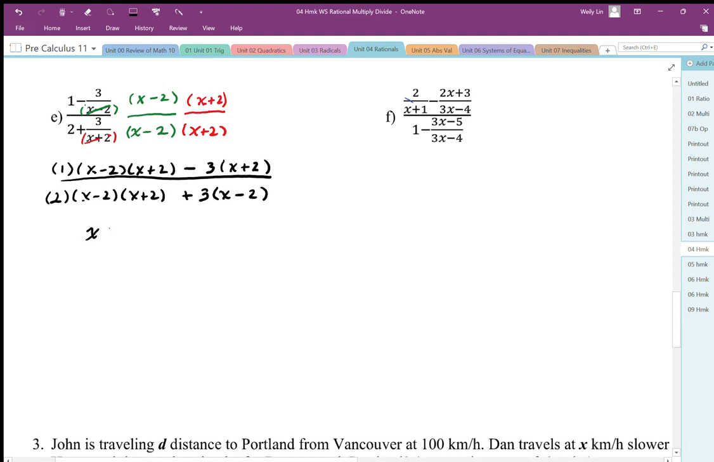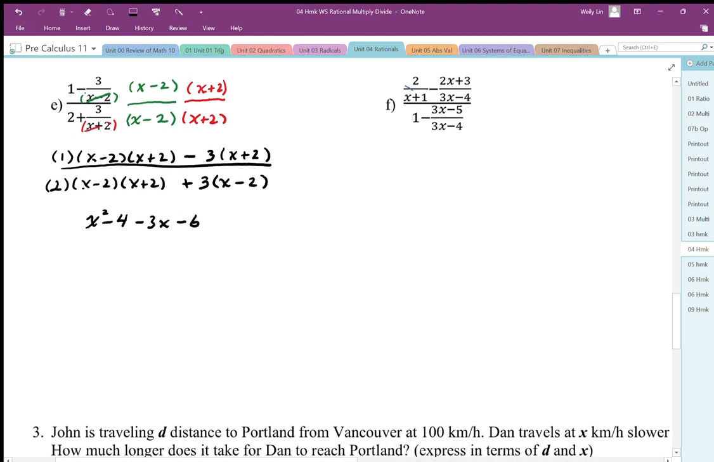So we're going to end up with x squared minus 4, be careful of that, minus 3x minus 6. Remember to distribute the negative onto the plus 2. We're going to combine like terms there. In the denominator, we're going to have 2 times x squared minus 4 plus 3x minus 6. Okay, so if we want to do any more canceling, we have to factor.